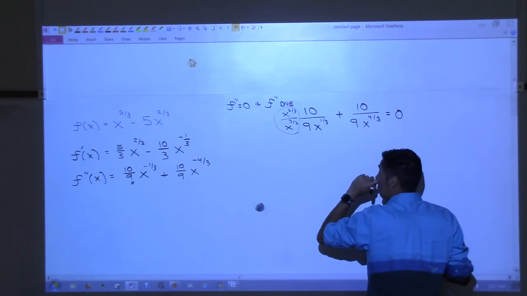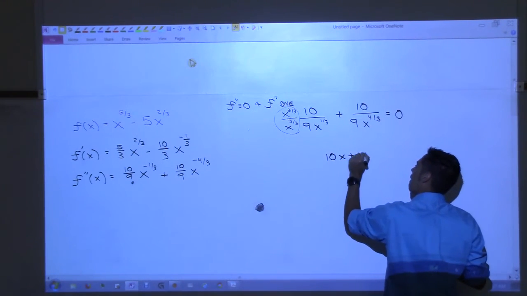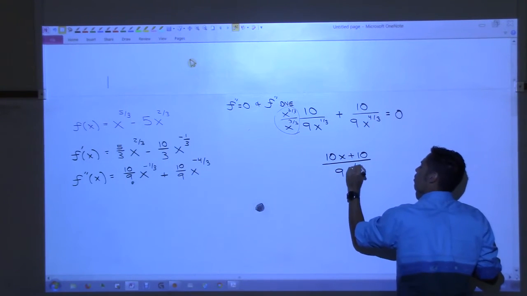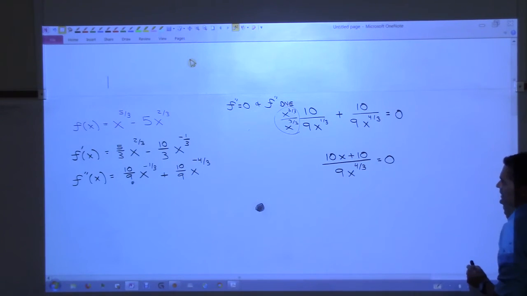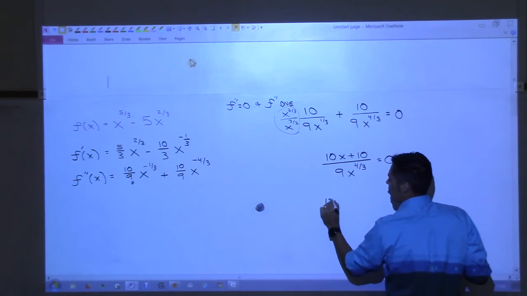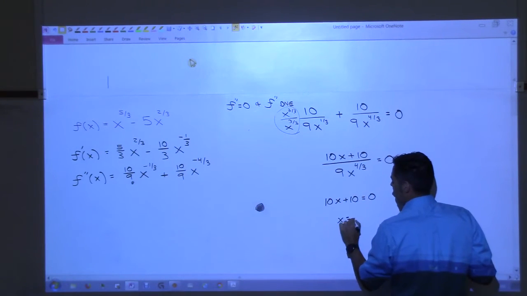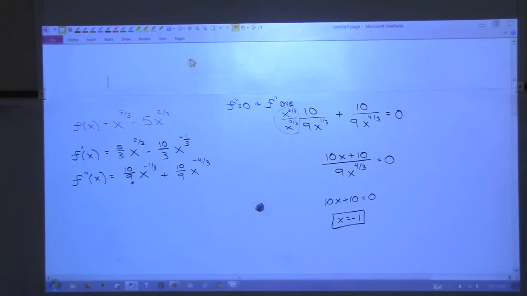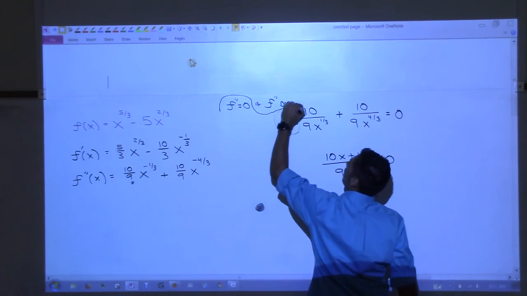So what does the top now become? 10x plus 10 over 9x to the 4/3 equals 0. All you have to do is consider the numerator. So 10x plus 10 equals 0. And so x should be negative 1. So we have a critical number here with the second derivative. And that was this part.